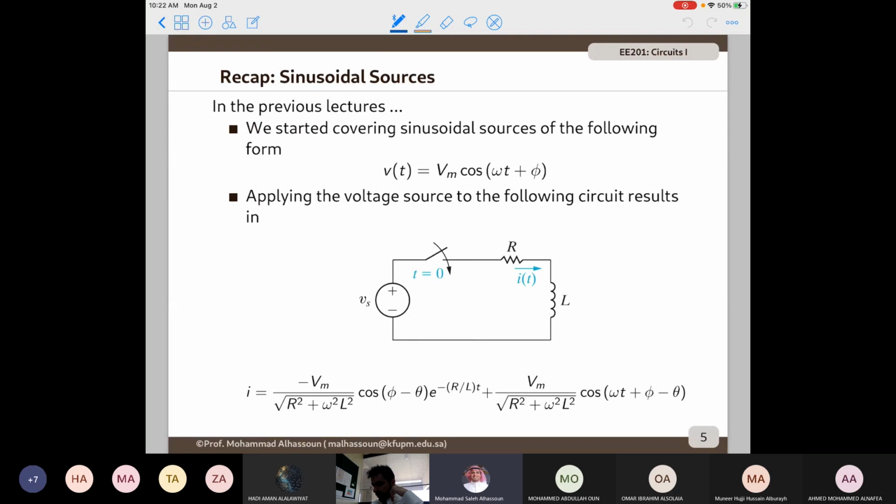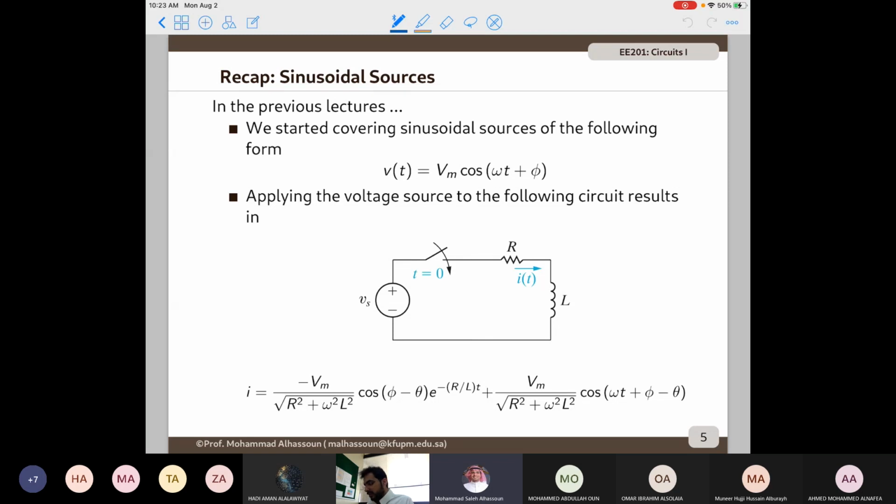So what we did last time, in the class before last lecture, was we introduced the notion of sinusoidal sources. Previously, all we dealt with was DC sources. Now we have AC sources, and there are multiple options for AC sources. In this course and most power-related courses, you will be dealing with sinusoidal sources.